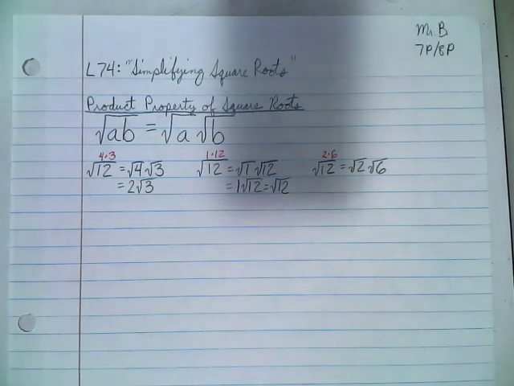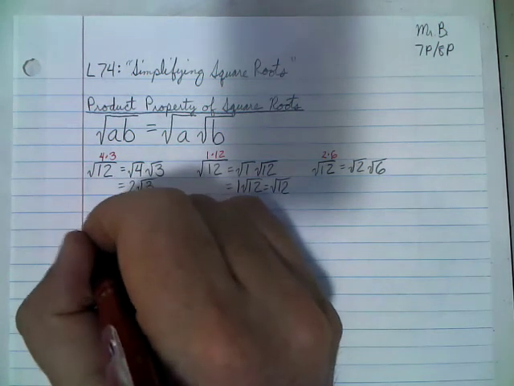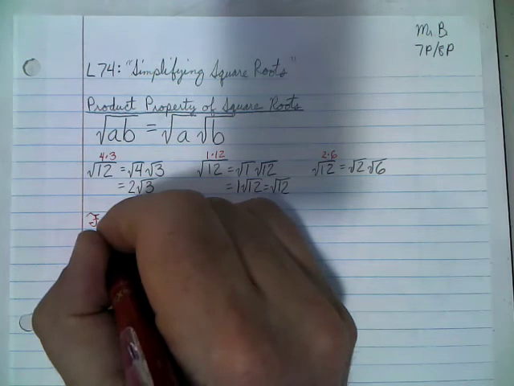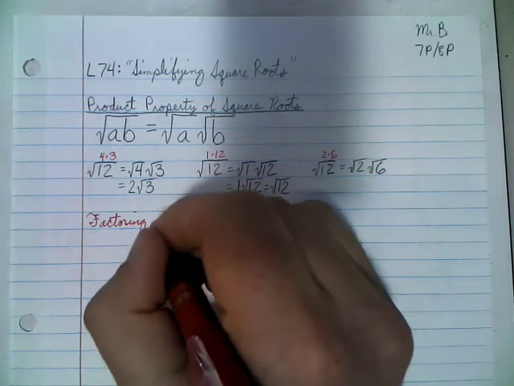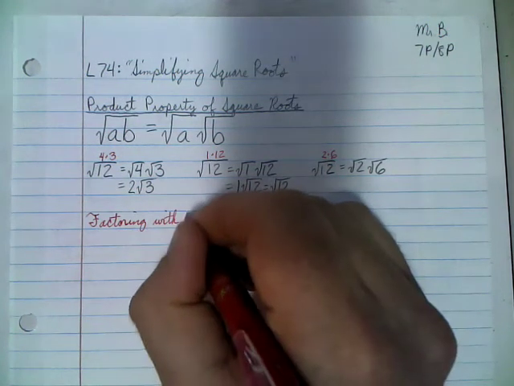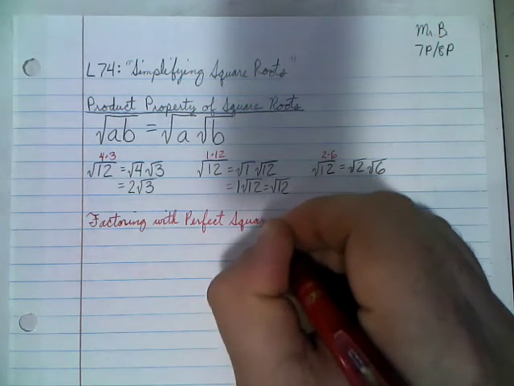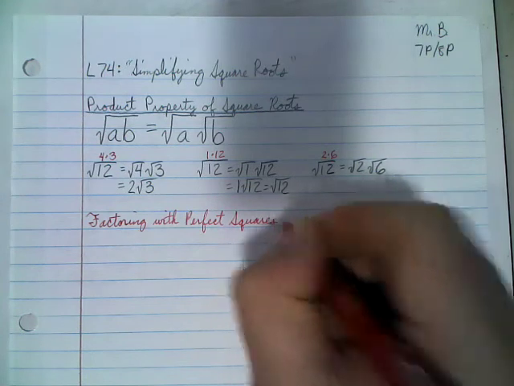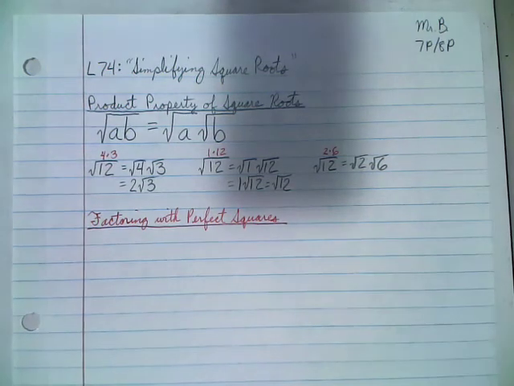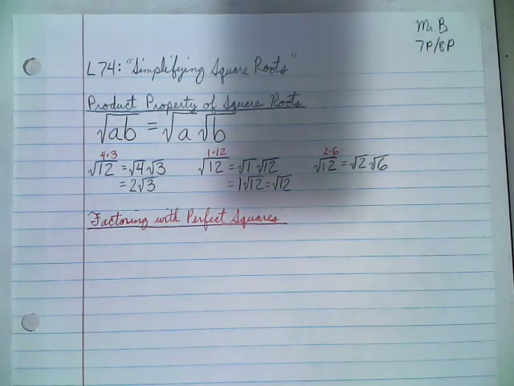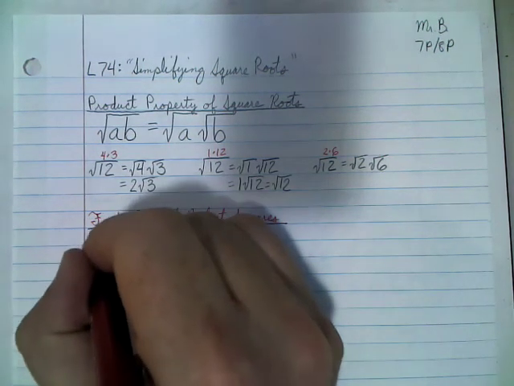So to help us moving forward here, we're going to take a look at doing this simplifying by factoring with perfect squares. And I'm going to be honest with you, this actually is my preferred method when I try to simplify a radical. This is typically the method that I use. And so to help us with this, we're going to actually write out some perfect squares.